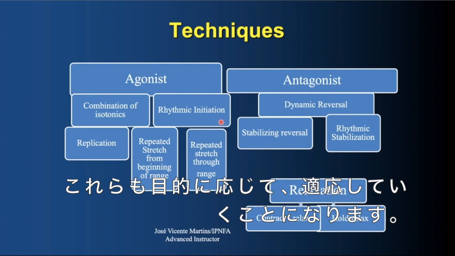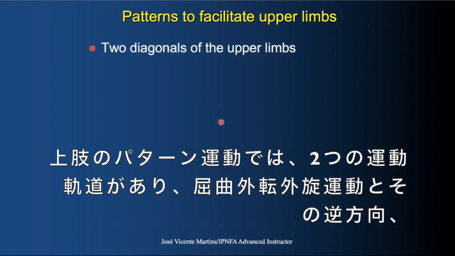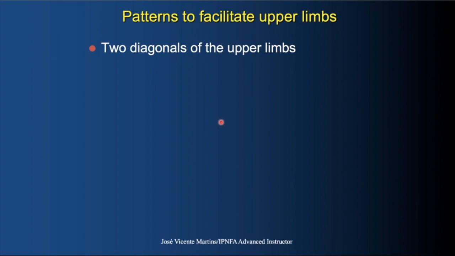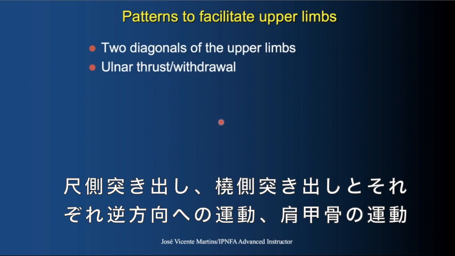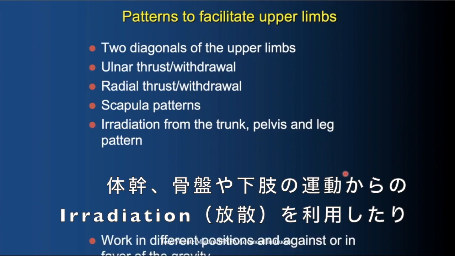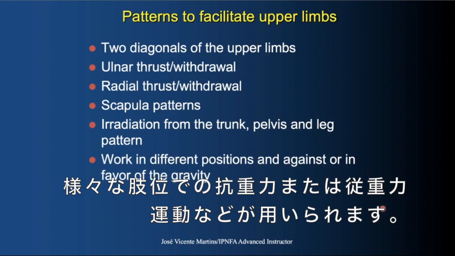So, when we think about patterns, we have two diagonals of the upper limbs: flexion, abduction, external rotation, and the way back, and the variations with the elbow. We have flexion, adduction, external rotation, and the way back, with the variations with the elbow. We have ulnar thrust and the way back, radial thrust and the way back, scapular patterns. We have irradiation from trunk, pelvis and leg pattern. And we can work in different positions against or in favor of gravity.